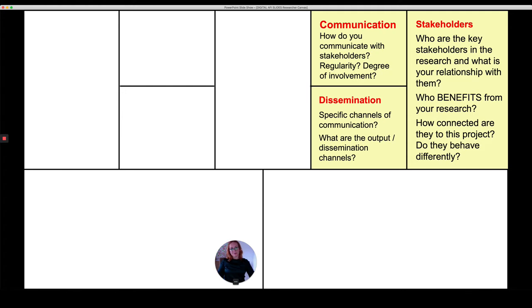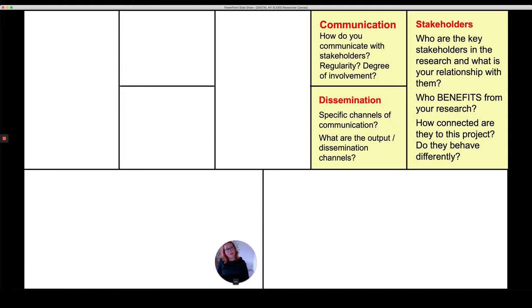Alongside that, stakeholders. So who are the key stakeholders in your research, and what's the strength of the relationship to them? Who directly or indirectly benefits from your research? And don't be afraid to think bigger picture. Sometimes our reluctance to almost talk about how our research is impactful and valuable to people is this reluctance to go that far without having that proof.